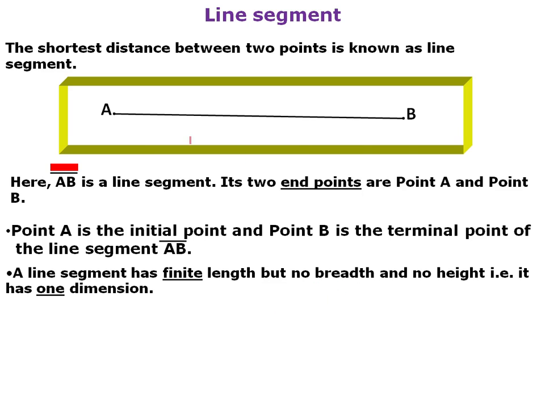What is the breadth of a line segment? 0. And no height. What is the height of a line segment? 0. So it has only length, so it has one dimension. Its length can be measured. Because it is a finite length, so its length can be measured.